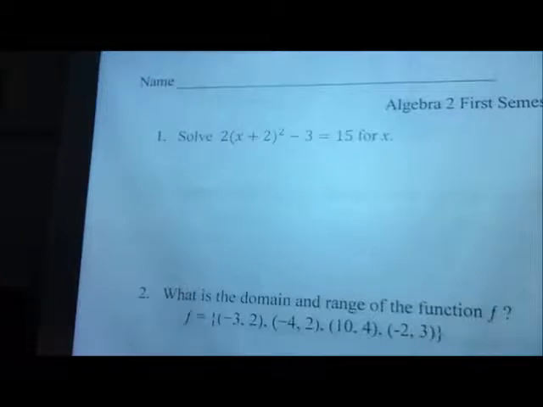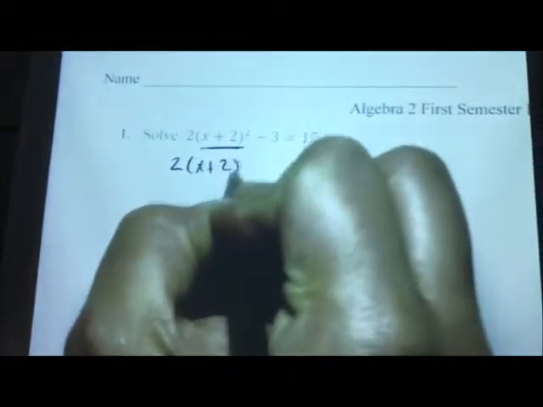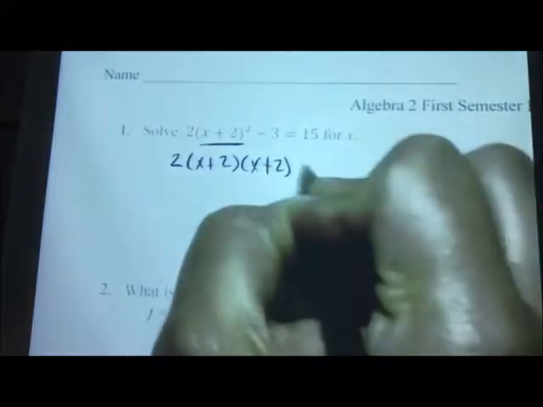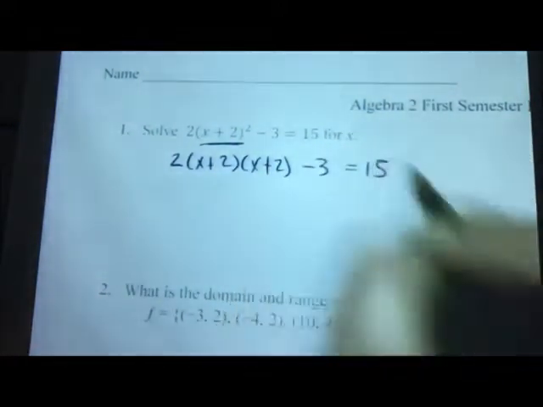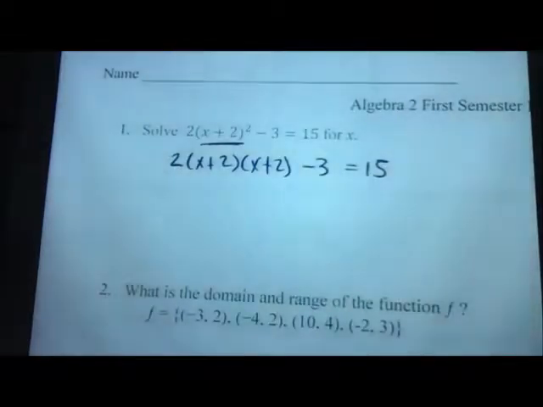In this first problem, we're asked to solve. So first of all, we need to make sure everything's on one side of the equation. This here means we need to write this out twice. So that's the first thing you have to remember, and we've covered this before. So we have to perform FOIL there.